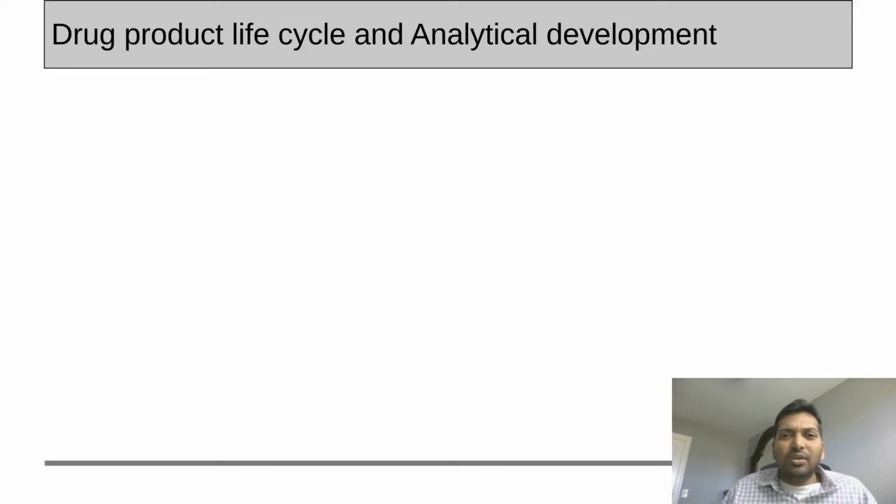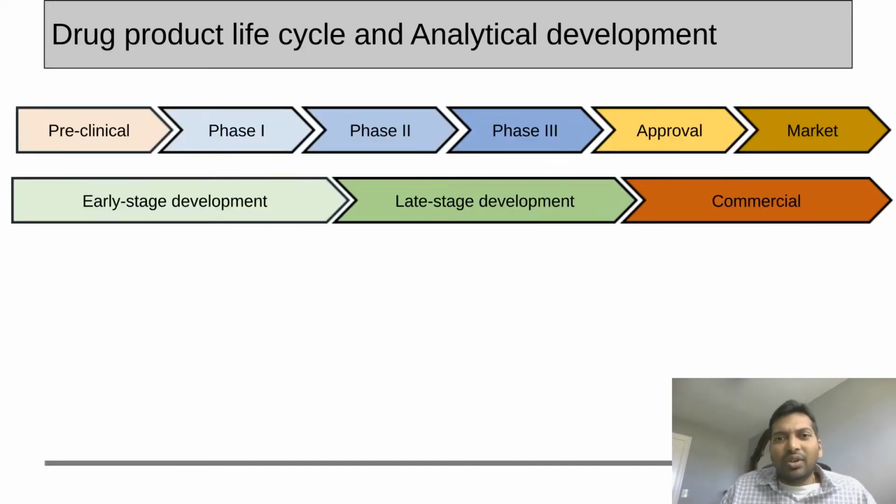So I would like to talk more on the drug product life cycle and analytical development here. When you look at a drug product life cycle from a development stage, there will be early stage development, late stage development, and commercial development, and these are subdivided based on the product life cycle. Mostly all the preclinical and phase one would come under early stage development, whereas late stage includes phase two, phase three. Once you go to commercial, you're talking more about the approval and the market.